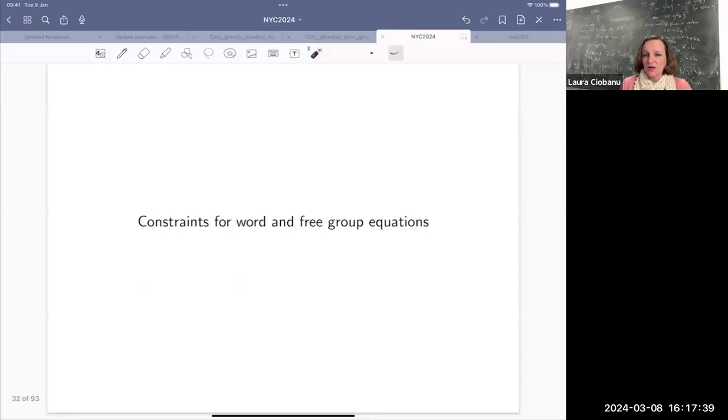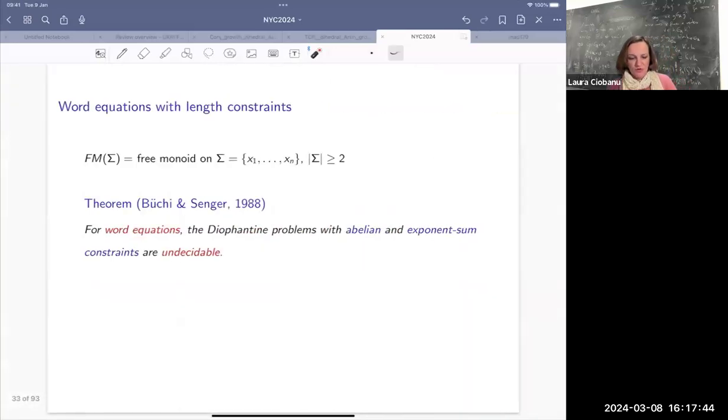So let's see what happens in free monoids and free groups. As I said, if I write Fm now, we're in the free monoid as opposed to Fg, which was the free group. And there's a classical and much celebrated paper in computer science of Büchi and Senger from '88, and the inspiration of our work, which says that for word equations, meaning equations in the free monoid, the Diophantine problems with abelian and exponent sum constraints are undecidable.